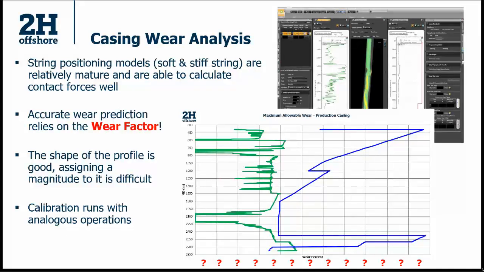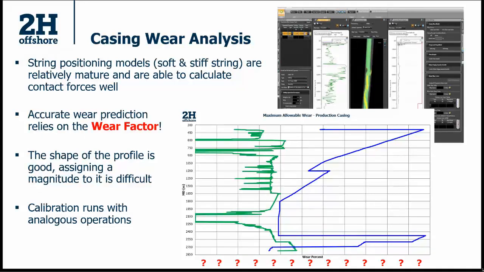The problem with these packages is that to get accurate wear prediction, we rely on a wear factor, and that's a bit of a figure that's pulled out of thin air. There are Moore's tests, and the hard banding vendors will give data on wear factors, but it's quite difficult to replicate and have confidence in that wear factor. A lot of people view it as a bit of a fudge factor. In general, when we do the simulation with the software, the shape of the profile is good. It's assigning a magnitude to it that's difficult, and that's mostly because of the wear factor.